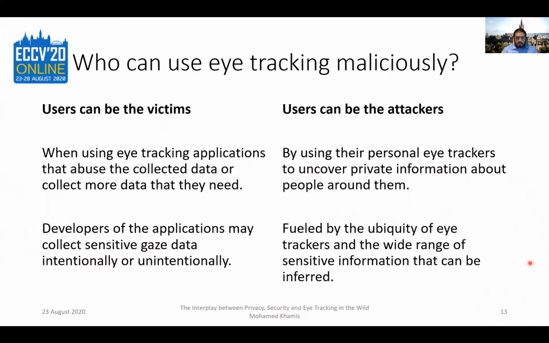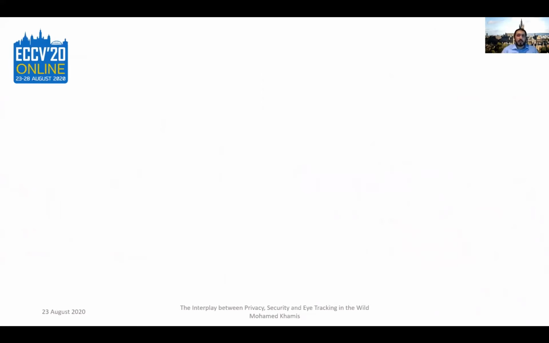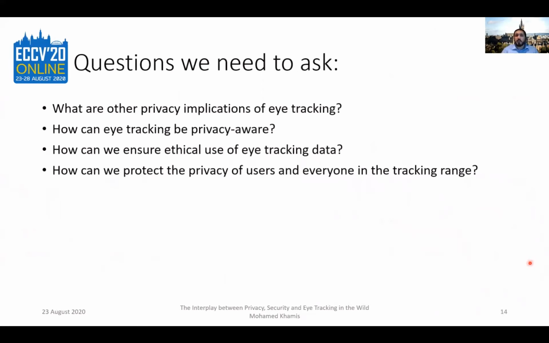What I'm encouraging the eye tracking in the wild community to do is to ask these questions. What are the privacy implications of eye tracking? How can we make eye tracking privacy aware? How can we ensure the ethical use of eye tracking? My aim here is to highlight that researchers need to address the privacy implications of eye tracking before it's too late. By too late, I mean when everyone has access to this technology and could use it in a bad or a good way. So this is a call out to the community that works in eye tracking in the wild to start putting these questions into consideration. And the last question I have here is, how can we protect the privacy of users and everyone in their tracking range?